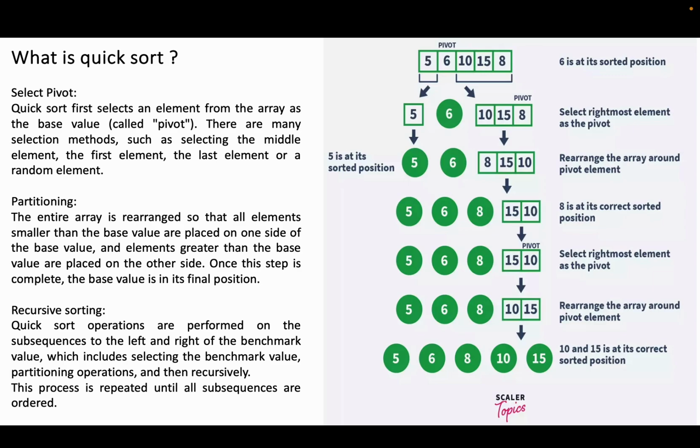The next step is recursive sorting. Quicksort operations are performed on the subarrays to the right and left of the pivot, which includes selecting the pivot, partitioning, and then recursing. This process is repeated until all the subarrays are ordered. You can see in the image on the right side that the 10 and the 15 are now in the correct sorted position. They repeat the divide operation again and again, so they can finally sort the array so that every element is in the right position.